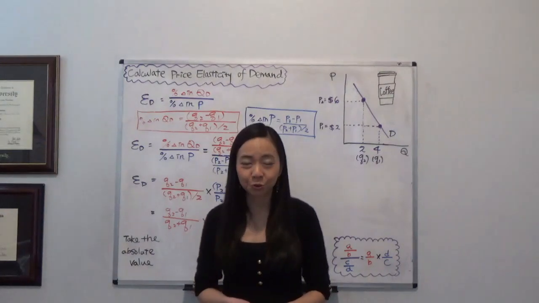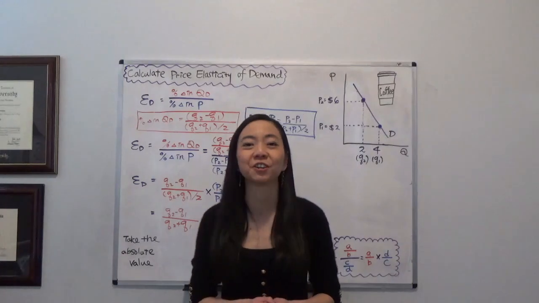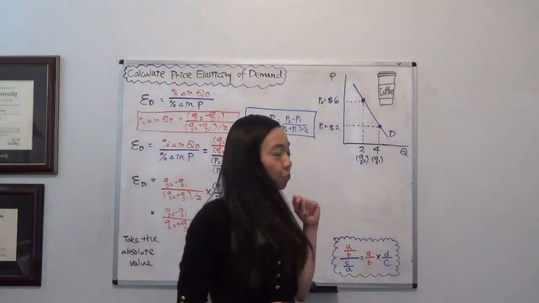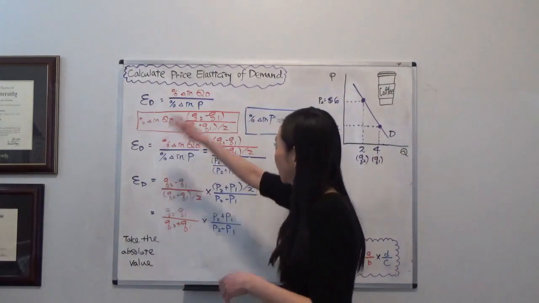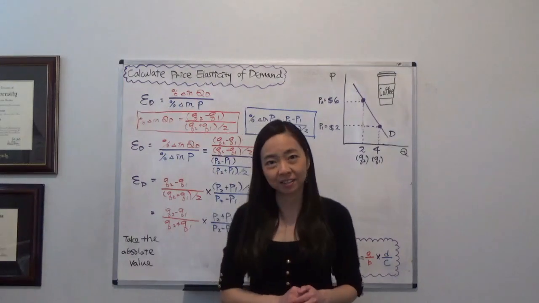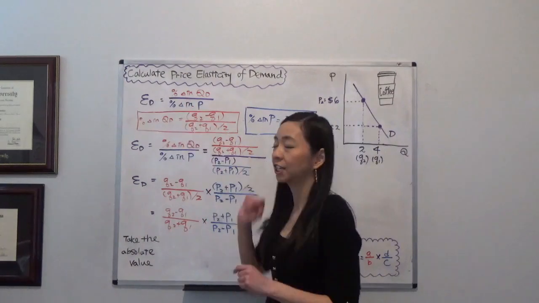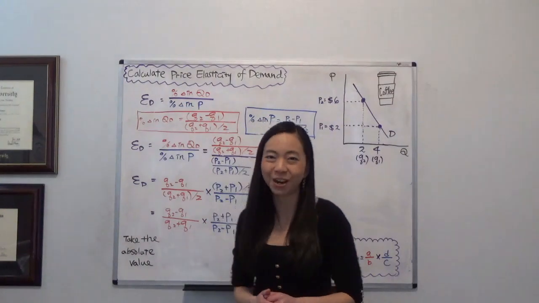Today I'm going to show you how to use the midpoint formula to calculate price elasticity of demand. I'm going to derive the formula for you first, and then we're going to look at a numerical example. So here we go. Price elasticity of demand, ED, by definition, is equal to percentage change in quantity demanded divided by percentage change in price.